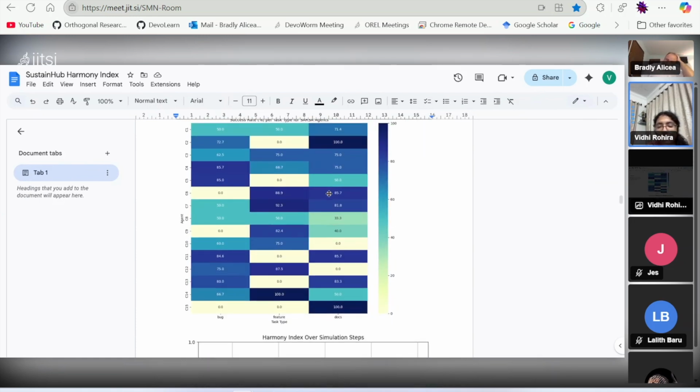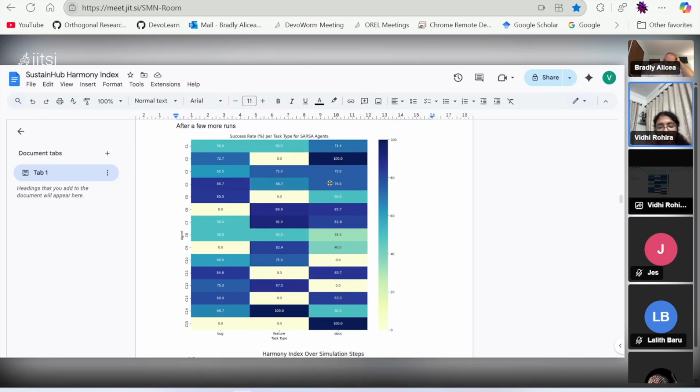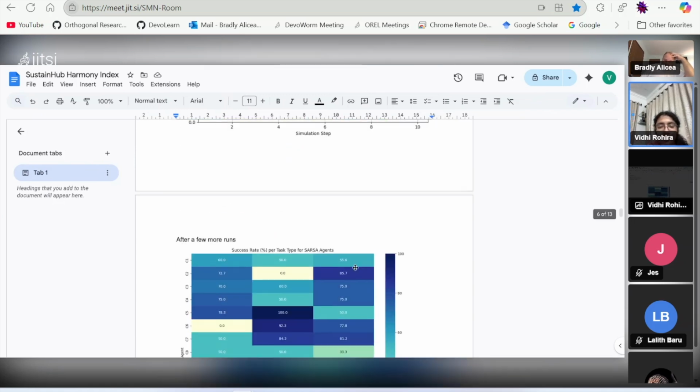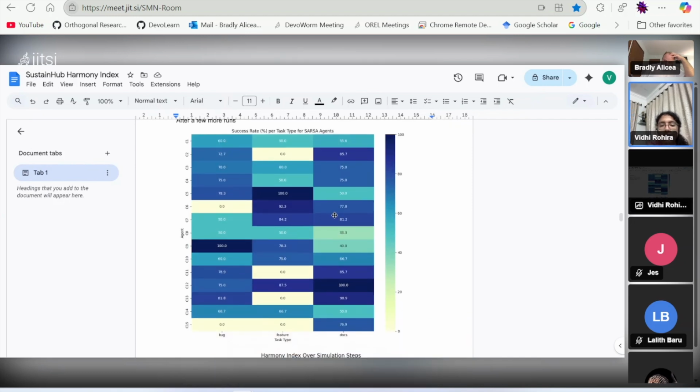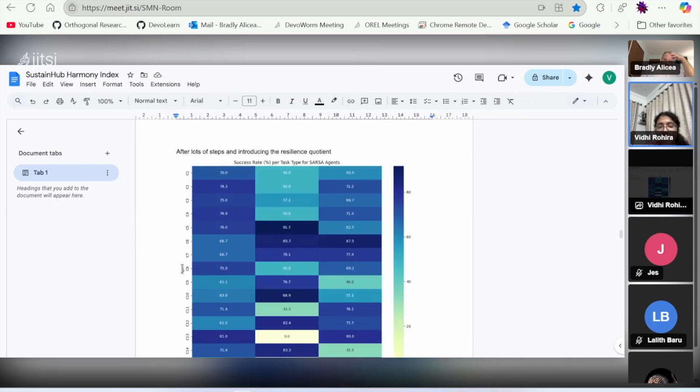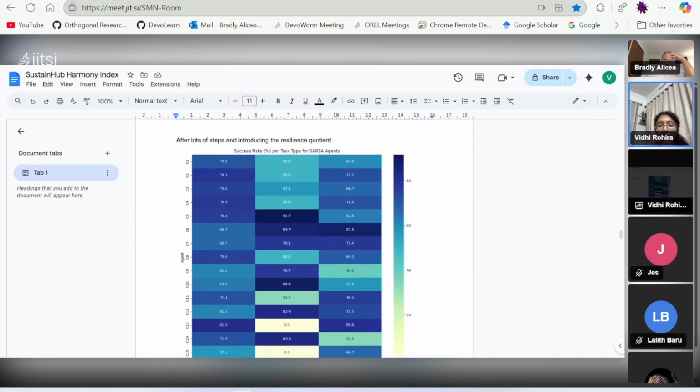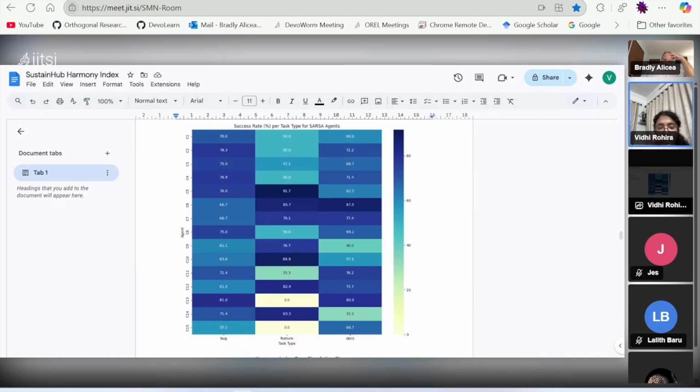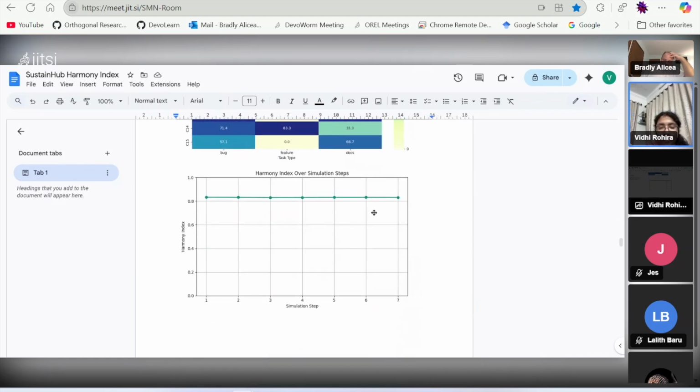And then eventually, after a lot of steps, we can see that it's not really just 100% or 0, but we have a lot more varied success rates. This is the harmony index. And then we see that there are very few agents, for very specific tasks, that have not done anything, but usually they do. Then the resonance quotient comes into the picture after a lot of steps, when we have a lot of exploration and exploitation. So the harmony index increases and goes above 0.8, which is a good number.